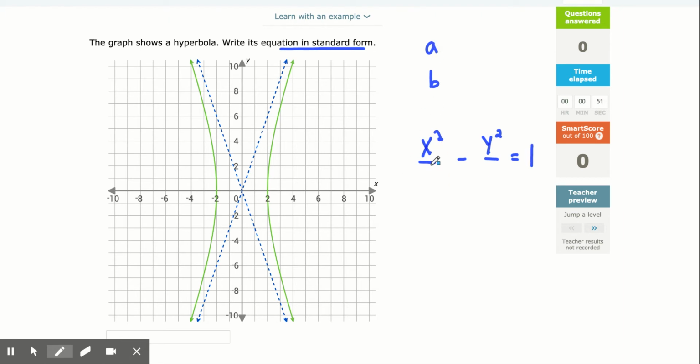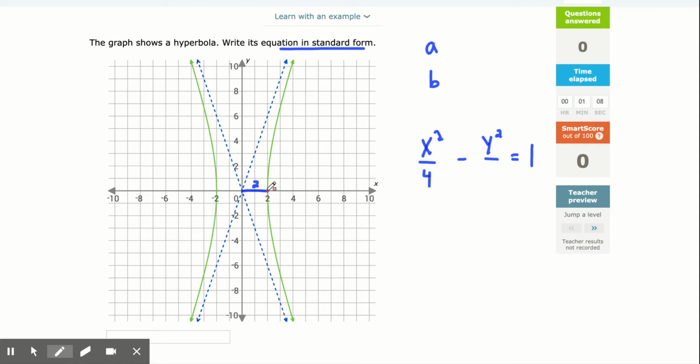And A always goes under the first one. And A is always half your transverse axis squared. So I take 2, I square it, I would put a 4. Your conjugate axis, or your B value, is half of your conjugate.